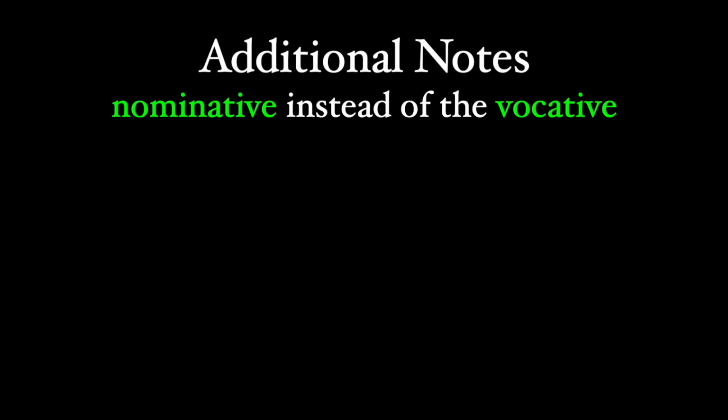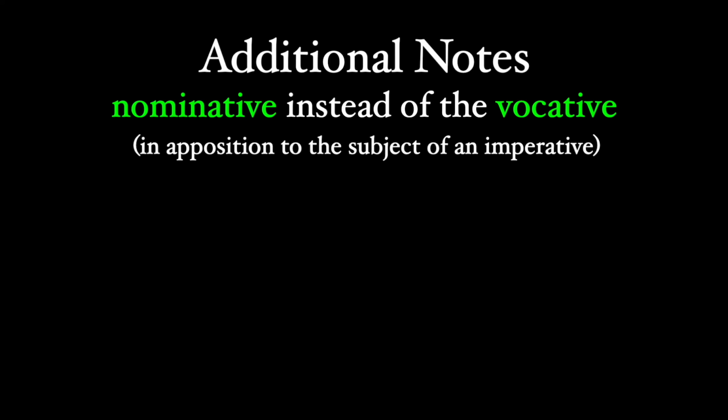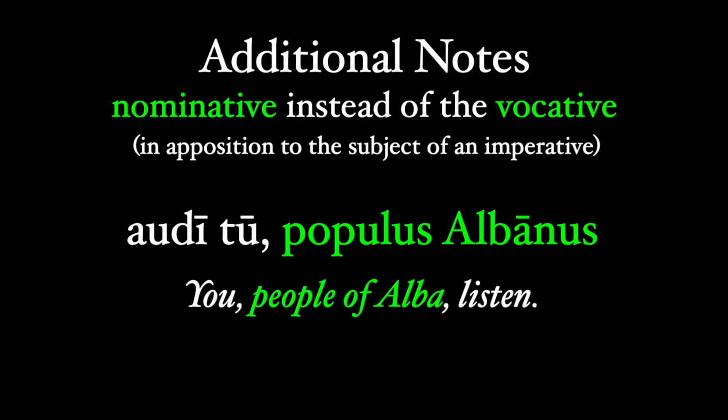I have a couple more notes on this. Sometimes the nominative is used instead of the vocative when we're dealing with a noun that's in apposition to the subject of an imperative. So, audi tu, populus Albanus. You, people of Alba, listen, where populus is nominative, not vocative, since it's in apposition with the nominative tu.